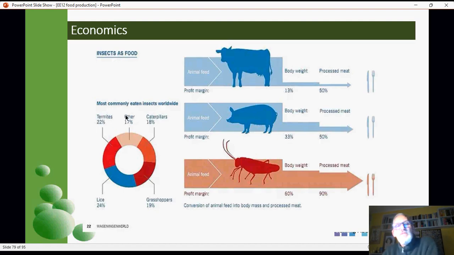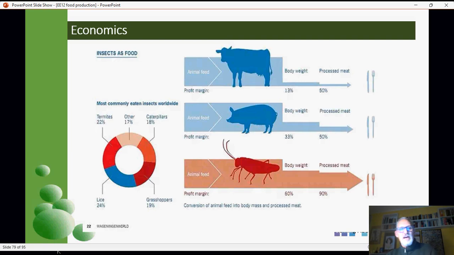Anyway, this is a curious one. Most commonly eaten insects worldwide: termites. Other, I suppose that will include ants and stuff. I've seen chocolate covered ants advertised in Texas. Caterpillars, I think this is relatively well known. Grasshoppers, lice. Now this doesn't sound very nice, but I suspect it's to do with the definition of the animal, not necessarily that we're eating lice from other people.